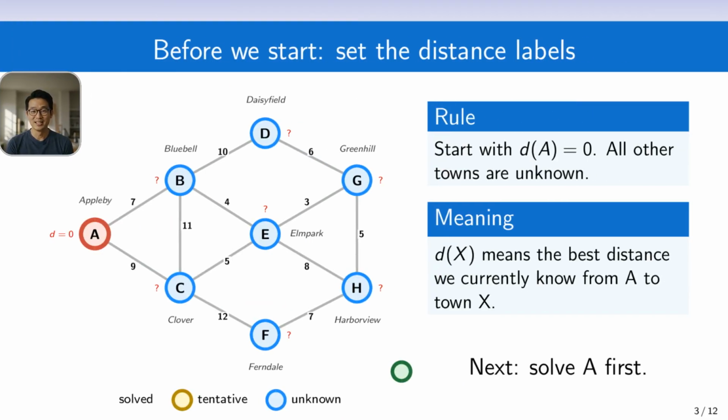Before we begin, we set the initial distance to 0 for our starting point, town A, and mark all other towns as having an unknown distance, which could mean infinity if you like. Our goal is to update these values as we explore the graph.